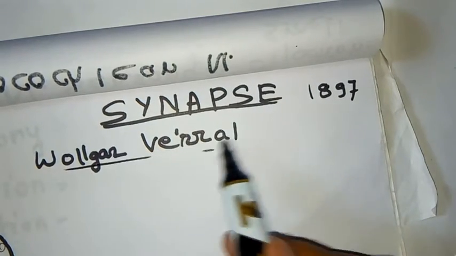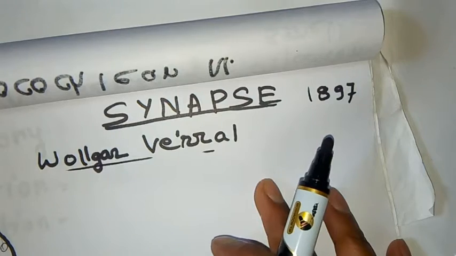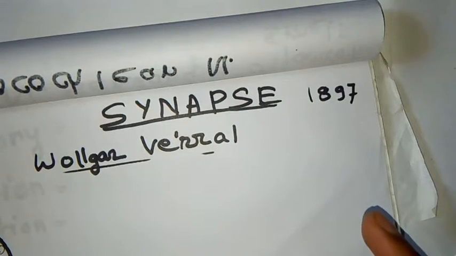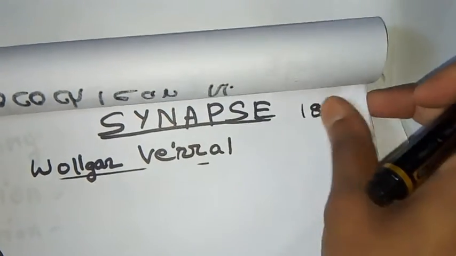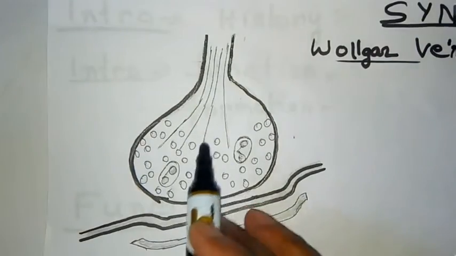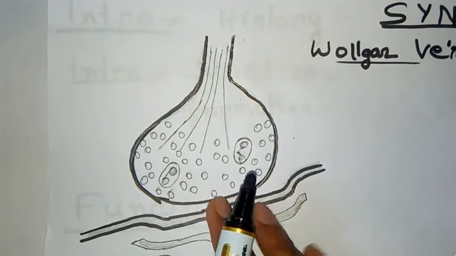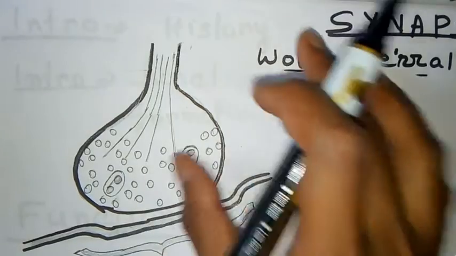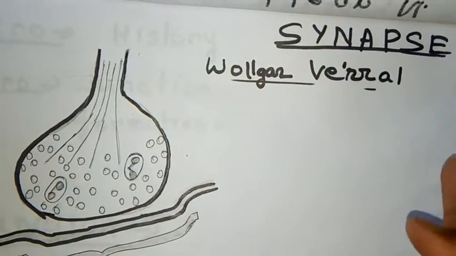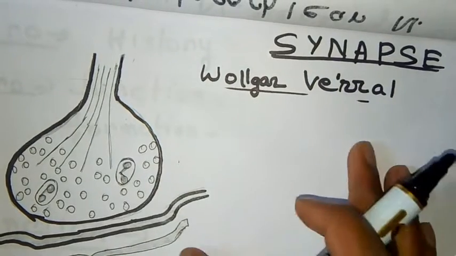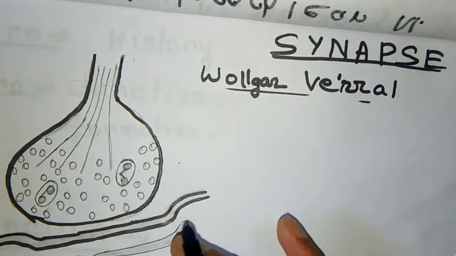The junction between the two neurons is called the synapse. This is the picture of a synapse. What is a synapse? Synapse is the junction between two neurons, and a synapse is formed by the pre and post synaptic neuron.